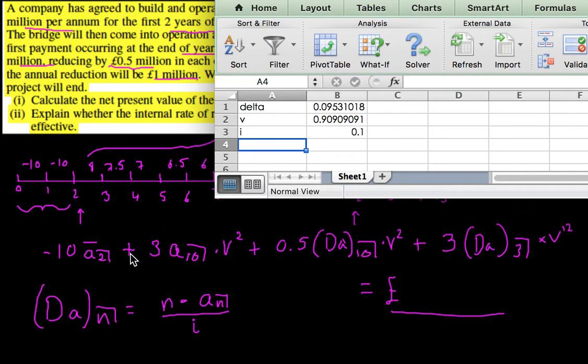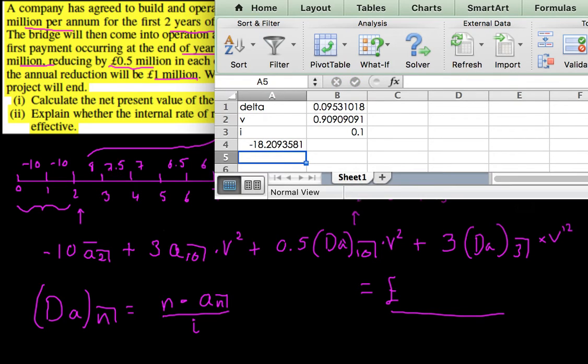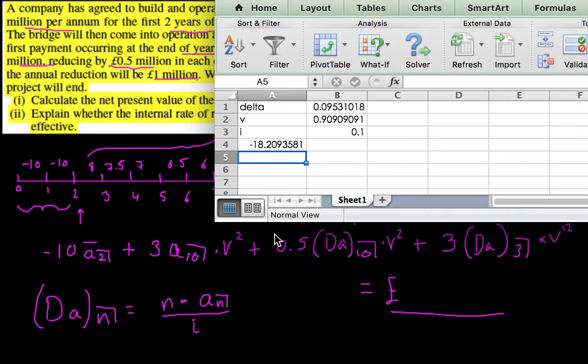So that is going to be equal to negative 10 times our continuous annuity, which is 1 minus v to the n, in this case n is 2, all divided by delta. And that's what it is, that's our negative cash flow, so that's fairly straightforward. Then our next bit is we'll find out this part over here.